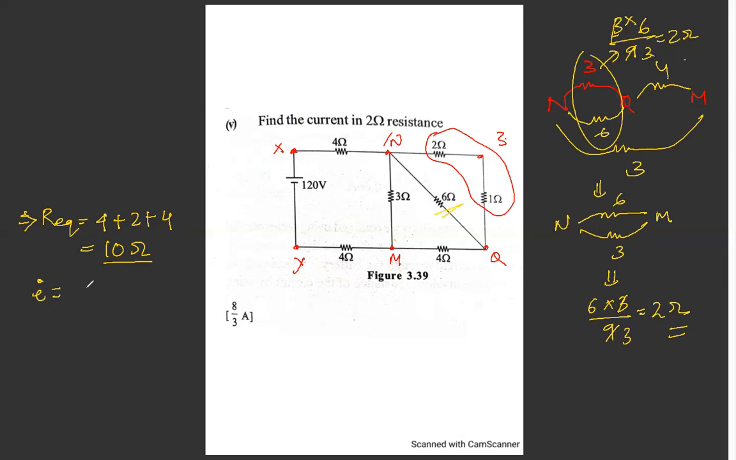So total current is how much? Total current we are getting over here is 120 divided by 10, that is equal to 12 ampere. We are required to find out the current that is flowing through the 2 ohm resistance. So let's see how the current actually flows through this 2 ohm resistance. If the total amount of current going through here is I, then this I is going to be divided into 3 parts: I1, I2 and I3.